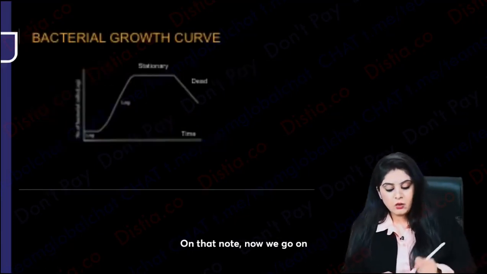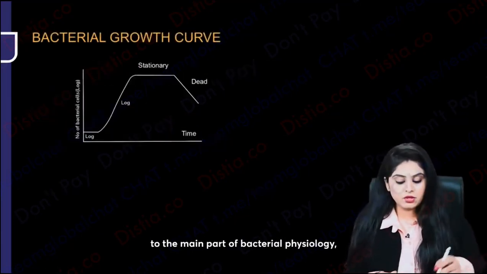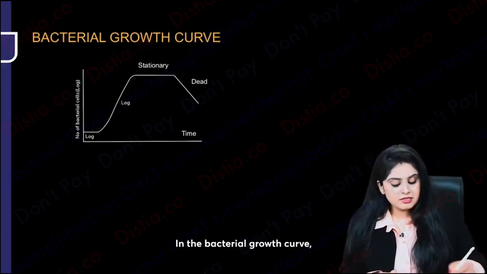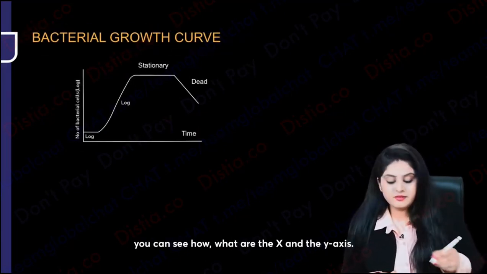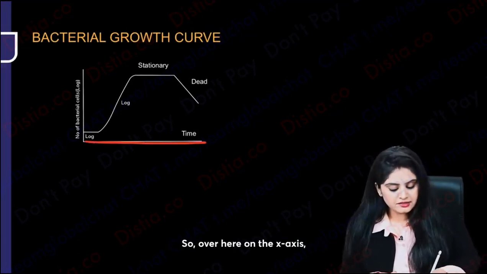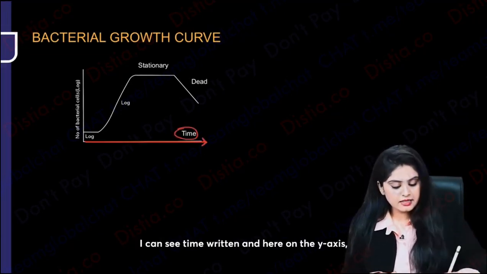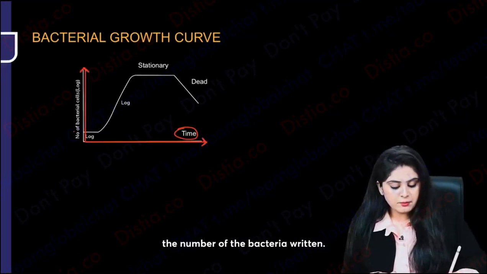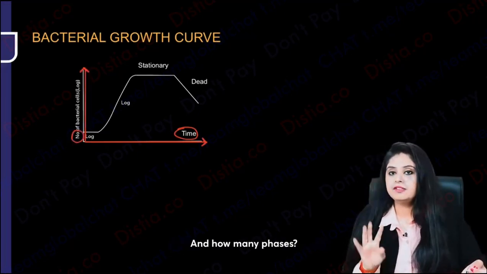Okay, on that note, now we go on to the main part of bacterial physiology, which is the bacterial growth curve, and then we'll do a few questions. In the bacterial growth curve, you can see what the x and y axes are. Over here on the x axis, I can see time written, and on the y axis, the number of bacteria. And how many phases? 4 phases.